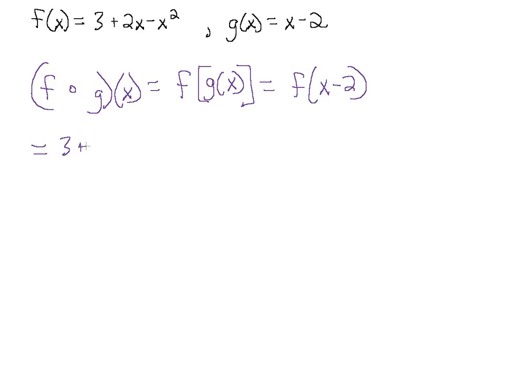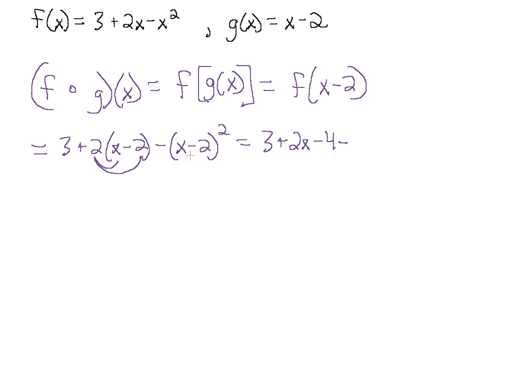So we have 3 plus 2 times x. X is x minus 2. We're just plugging in the expression in for x. Minus x squared, so minus x minus 2 squared. And this is f of g of x. All we have left to do, since we have an x right here and not a value, we just simplify this out as much as we can. So let's go ahead and do that. Let's distribute this 2 into the parentheses. So we have 2x, 2 times minus 2 is minus 4.